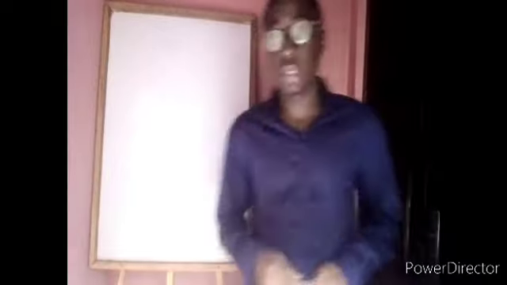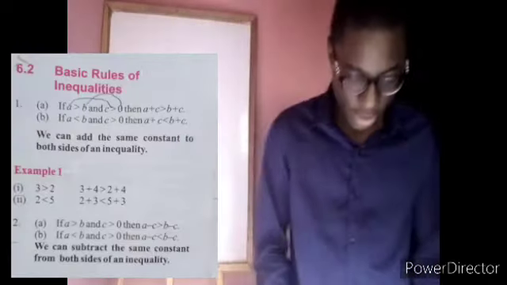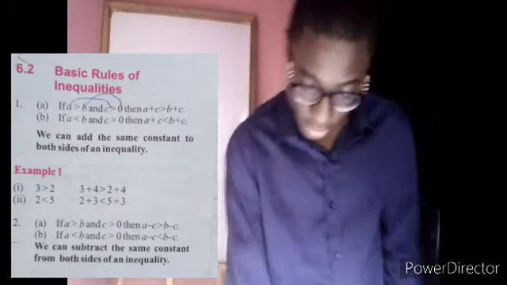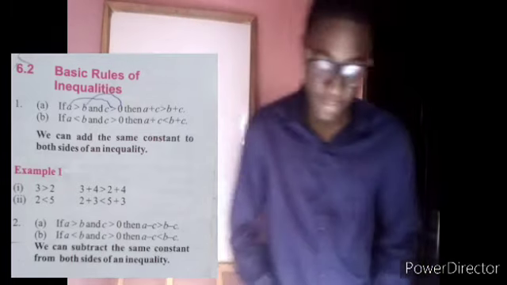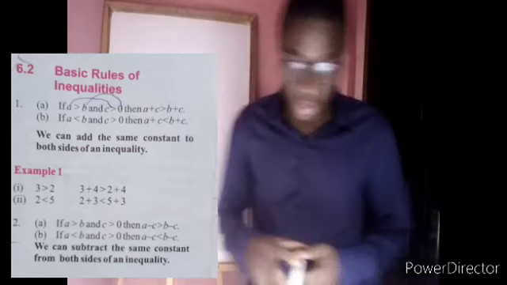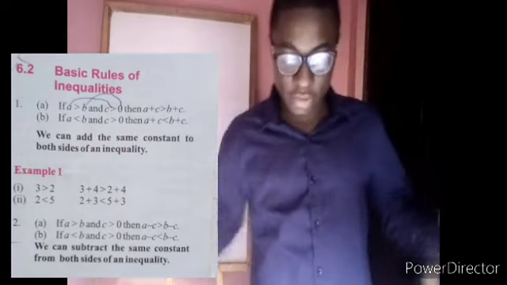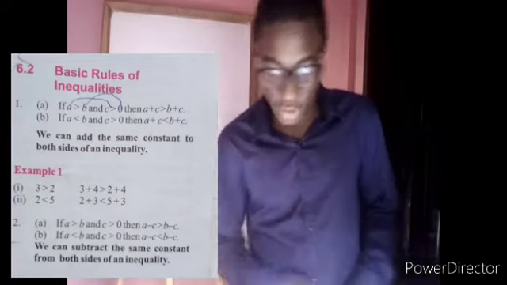So basically, let's have the laws of inequality. Inequalities don't just exist, they have rules which govern their existence. The first rule of inequalities is displayed on the screen right now. If A is lesser than B and C is greater than 0, then A plus C is lesser than B plus C. These are just simple rules that govern the behavior of inequalities.